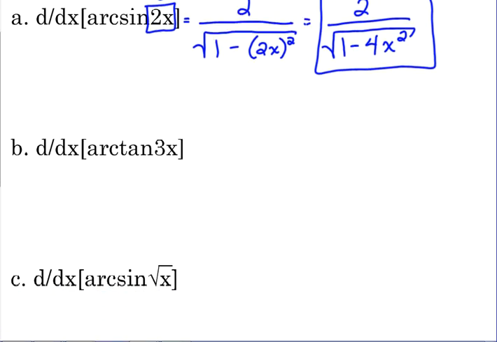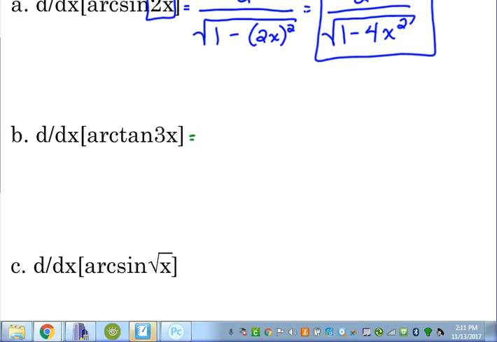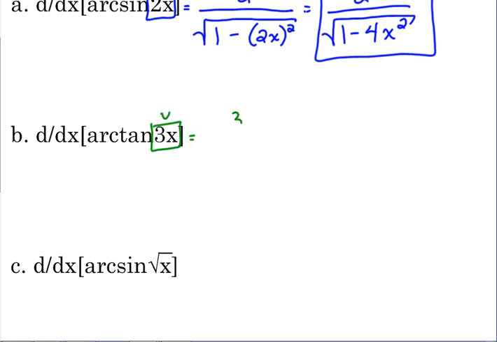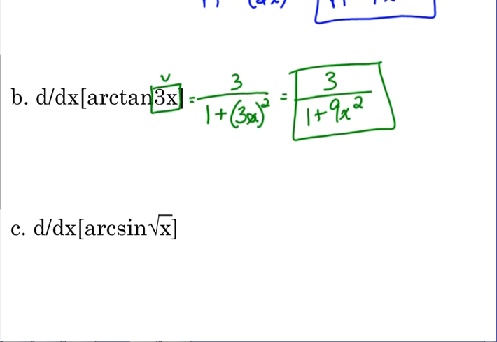Okay, let's look at B. The arctangent of 3x. So again, arctangent is u prime. This is u. So the derivative of 3x is 3 over 1 plus u squared. Whoops, 3x squared. So that's 3 over 1 plus 9x squared. Again, no more simplifying, okay? All three of those constants would have to be divisible by 3 to simplify.